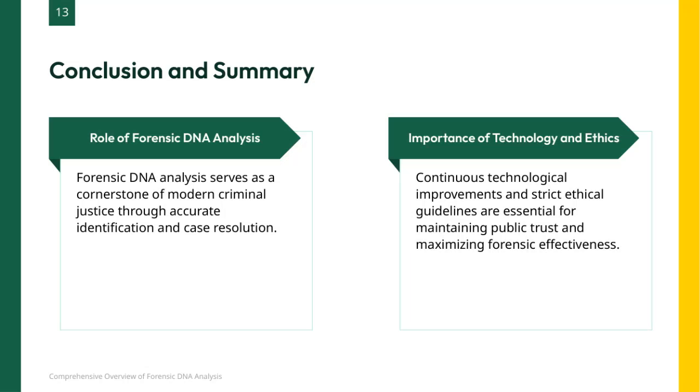To wrap up, forensic DNA analysis plays a crucial role in today's criminal justice system. It provides accurate identification, helping to resolve cases with a high degree of certainty. This makes it an indispensable tool for investigators and courts alike. However, the effectiveness of forensic DNA depends heavily on ongoing technological advancements and adherence to strict ethical standards. These elements are vital not only for improving accuracy, but also for maintaining public trust in the process. Balancing innovation with responsibility ensures that forensic DNA remains a powerful and trusted resource in pursuit of justice.